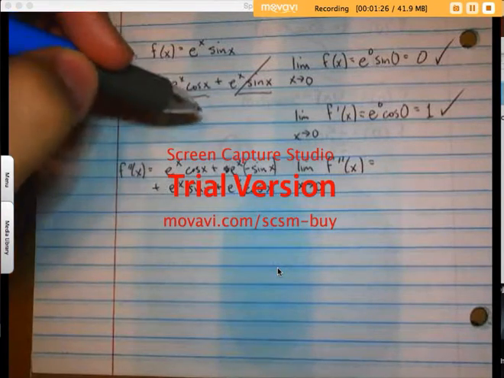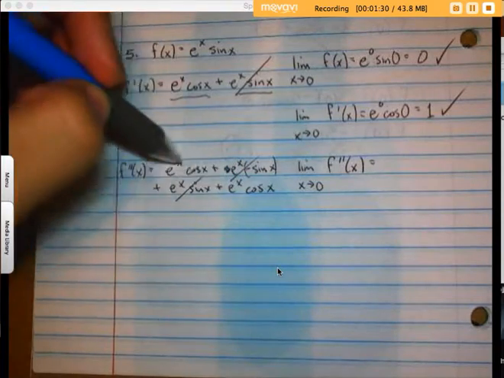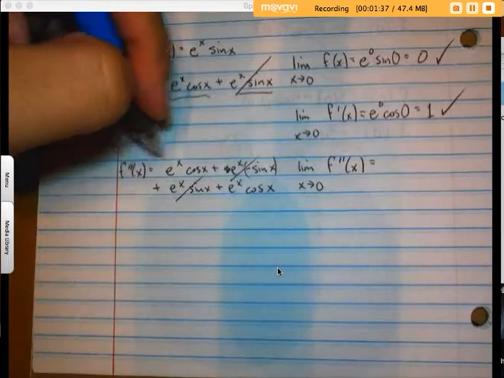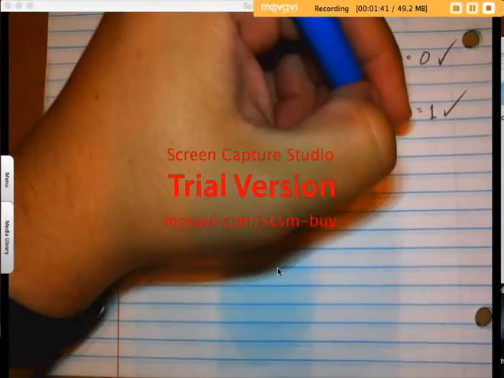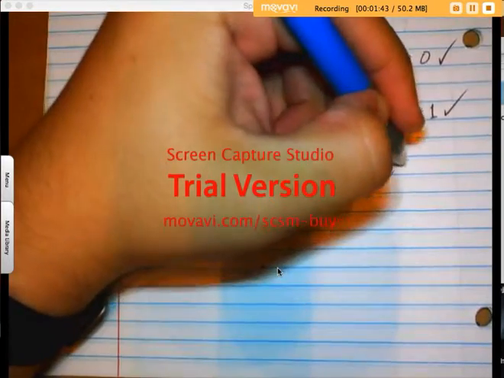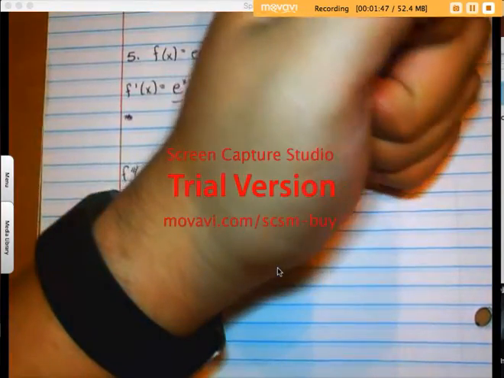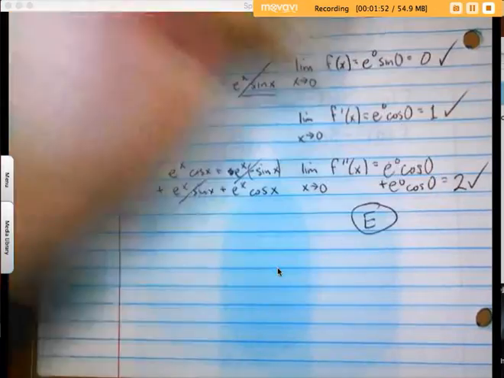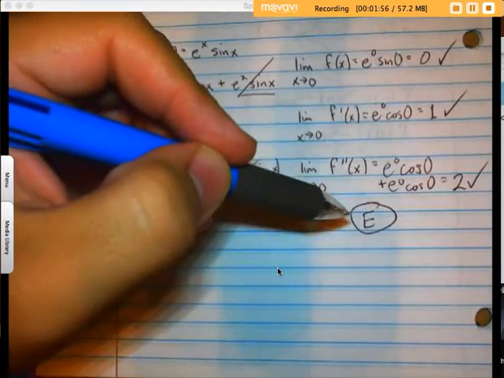Well, if I plug in 0, I know this is going to be 0, that's going to be 0, so I'm just left with these two things, which I already proved is going to be 1. So that means that the second derivative, when I plug in 0 and 0, is going to be e to the 0 cosine of 0 plus e to the 0 cosine of 0, which is going to be 2. So the answer is E. They're all true, or none of the statements are false.